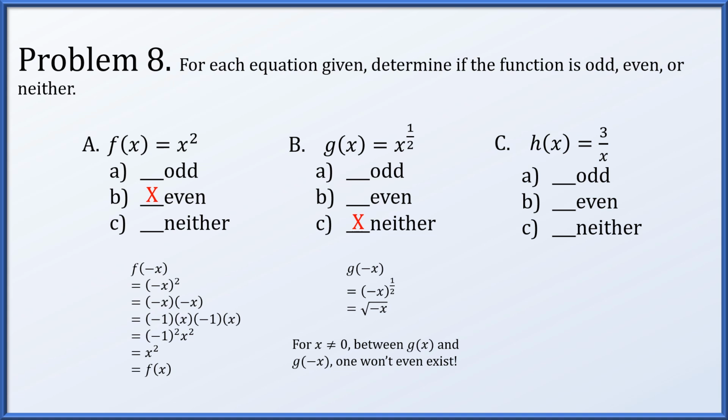It's also not even. H of x, we're going to test out what is h of minus x. It's 3 over minus x, which is the same thing as negative 3 over x, but 3 over x was exactly h of x. So since h of minus x is minus h of x, that's an odd function. The minus sign essentially factored out.